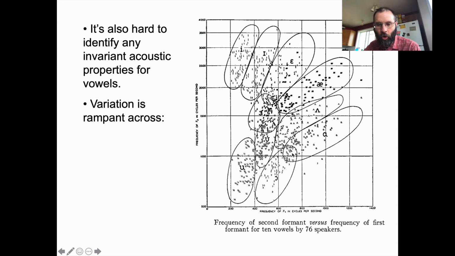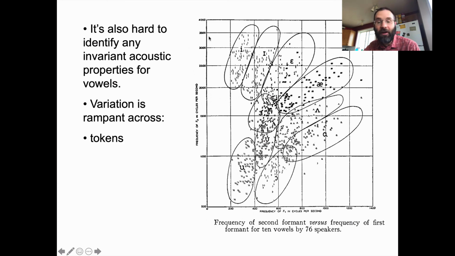Here's where they all come together. Here they all kind of glom onto the same space. So there's lots of overlap. It's hard to get the clear invariant dividing lines between these various categories. And of course, there's this point as well that I mentioned, that you get clear, consistent differences between men and women, and also between children as well.